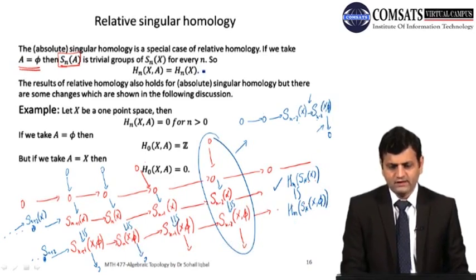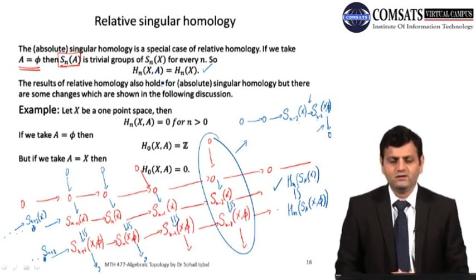So that's why we can say that the nth homology of this topological pair (X, A) is equal to the nth homology of X if we take A to be equal to φ. So in other words, by taking A to be equal to φ, this relative homology becomes the absolute singular homology.